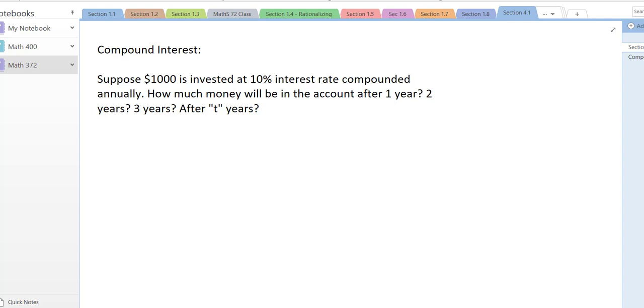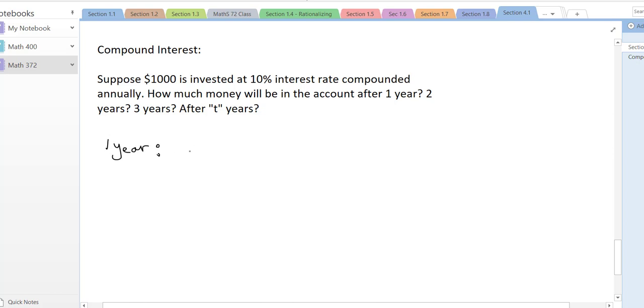Suppose $1,000 is invested at a 10% interest rate compounded annually. How much money will be in the account after 1 year? And how about after 2 years, 3 years, after T years? After T years is the formula that we're going to want to get to. So let's first start with the end of 1 year: how much money will you have?